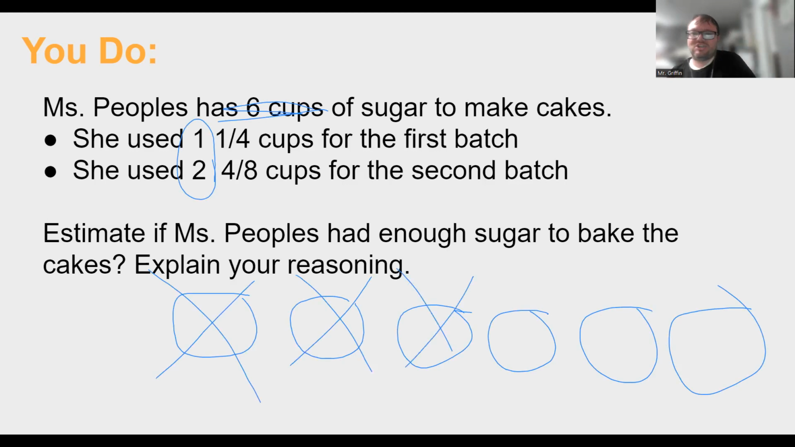Okay. Now I got to see if she has enough. Now I see that I need 1/4 plus 1 4/8. Okay. Now 1/4, as we discussed earlier, is closest to 1/2. 4/8 is equivalent to 1/2. So now I'm just thinking 1/2 plus 1/2 equals 1 whole. And I see that she would still have an estimated 2 cups remaining. So if she's got 2 cups remaining, that means she definitely has enough sugar to bake the cakes.